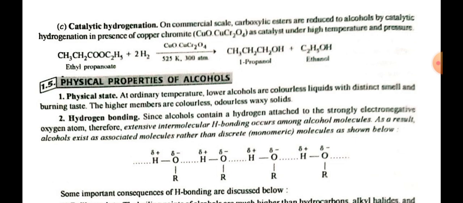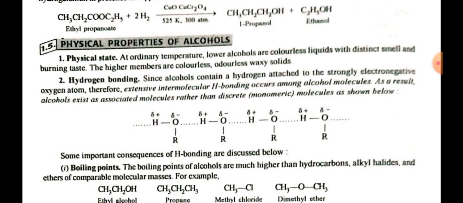Hydrogen bonding: since alcohols contain a hydrogen atom attached to the strongly electronegative oxygen atom, extensive intermolecular hydrogen bonding occurs among alcohol molecules. As a result, alcohols exist as associated molecules rather than discrete monomeric molecules, as shown below.